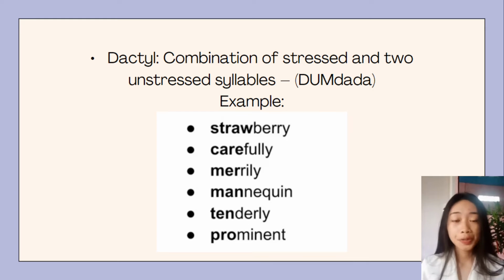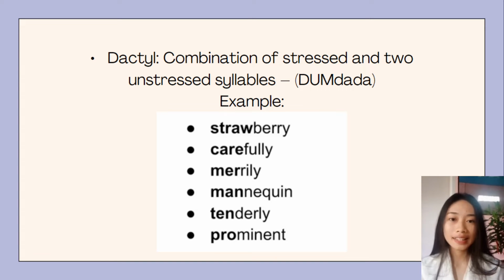So now let's proceed to dactyl. So dactyl is a combination of a stressed and two unstressed syllables. So a dactyl is a three-syllable metrical pattern in poetry in which a stressed syllable is followed by two unstressed syllables.